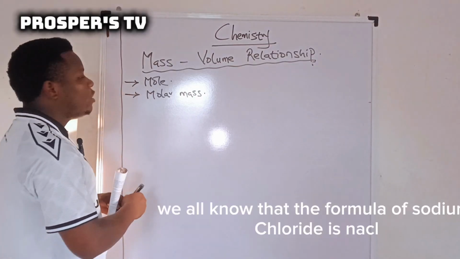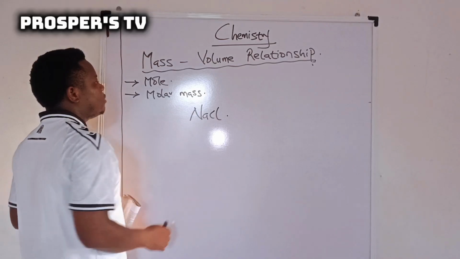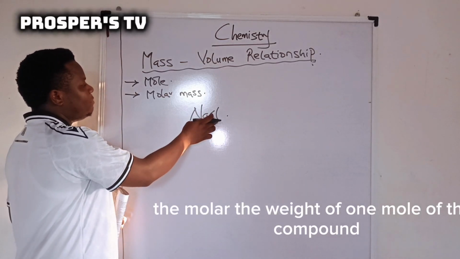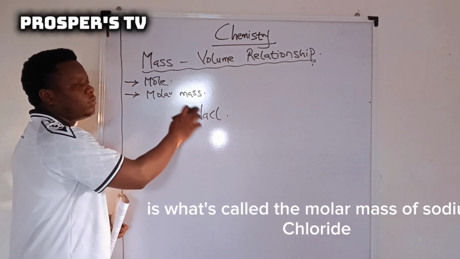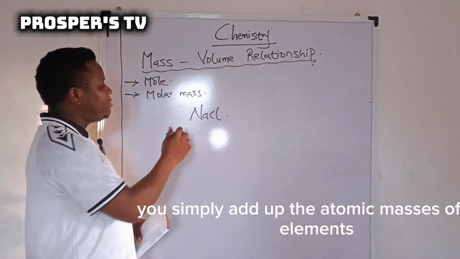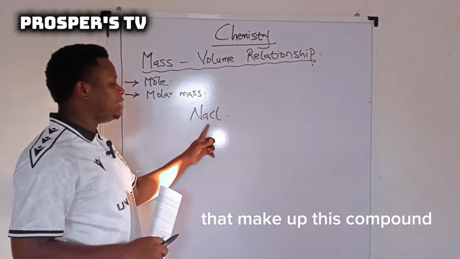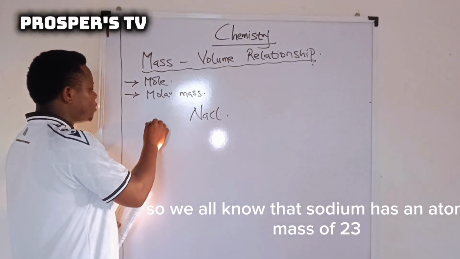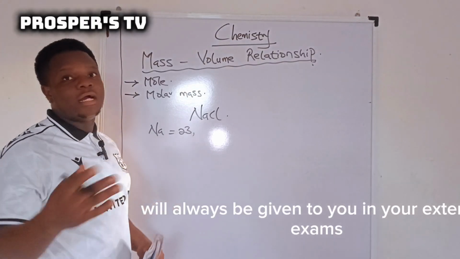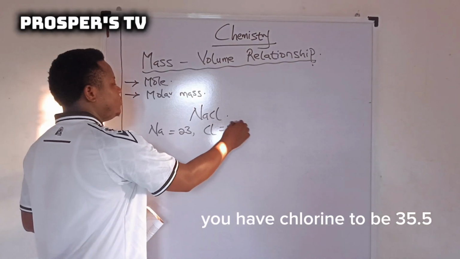For instance, we all know that the formula of sodium chloride is NaCl. The weight of 1 mole of this compound is what's called the molar mass of sodium chloride. So if you are to calculate the molar mass of sodium chloride, you simply add up the atomic masses of the elements that make up this compound. We all know that sodium has an atomic mass of 23. Most of these numbers will always be given to you in your external exams in brackets at the end of the question. Chlorine is 35.5.